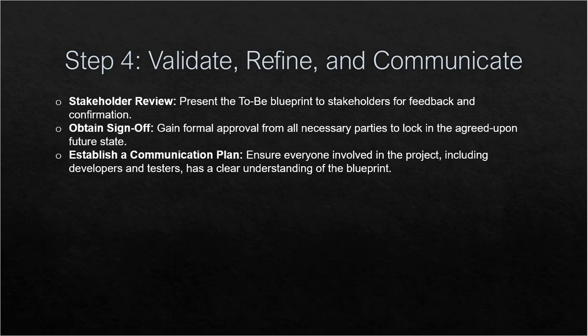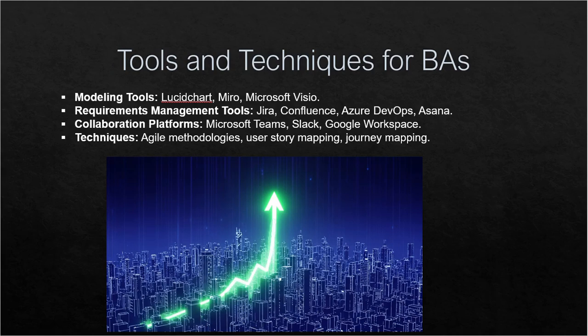So let's move on to the next slide, which is a most important slide, and it will definitely help you guys. This slide covers the tools and techniques for the BA to do the to-be analysis for vendor evaluation. So modeling tools: whenever you draw UML diagrams, process flow charts, BPMN diagrams, ERD diagrams, swim lane diagrams, test cases, you should use tools like Lucidchart, Miro, draw.io, InVision, or Microsoft Visio. So that will definitely help you.